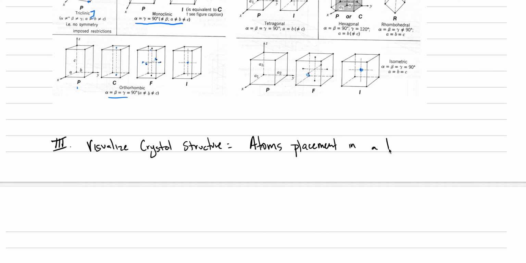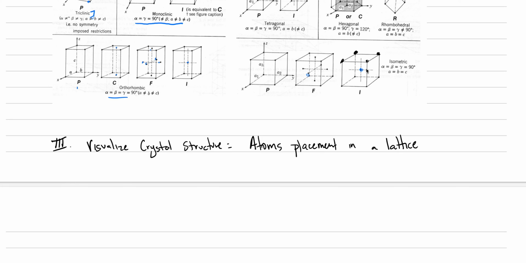And then the last thing, I know this lecture's gotten a tad bit long, but I want to drive home one point as our Roman numeral three. It's not an unimportant point, and that is, how do we visualize, right? So we're getting towards visualizing crystal structure. And when I say that, what I mean is, where do we actually place the atoms? Atom placement in a lattice. It is not only at the nodes.